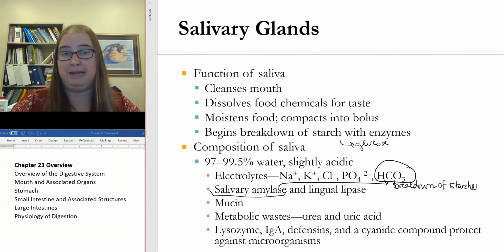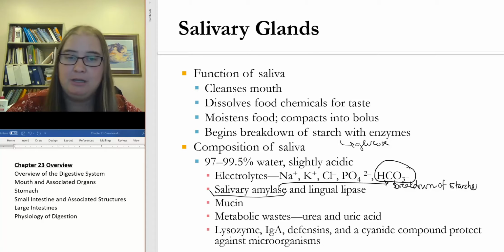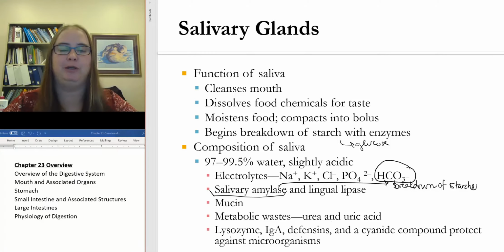It contains mucin, which when combined with water becomes our mucus, why saliva has a slight density to it, a slight viscosity to it. It does contain some metabolic waste, such as urea and uric acid. And then it also has other things like some lysozymes, our IgAs, right? IgAs help protect us from microorganisms entering our body. Defensins, and a cyanide compound that protects us against microorganisms.